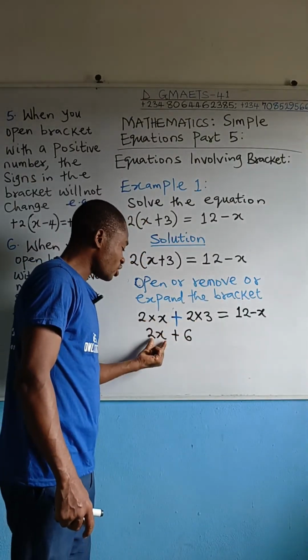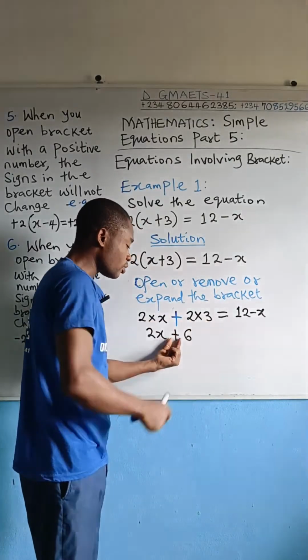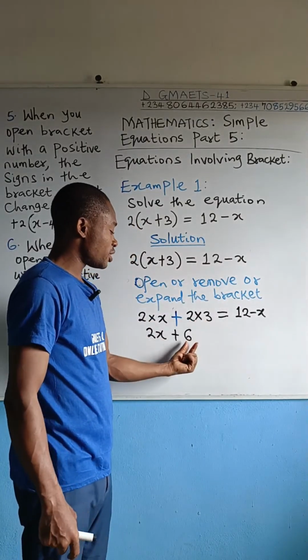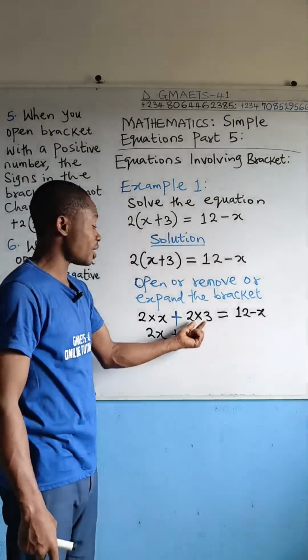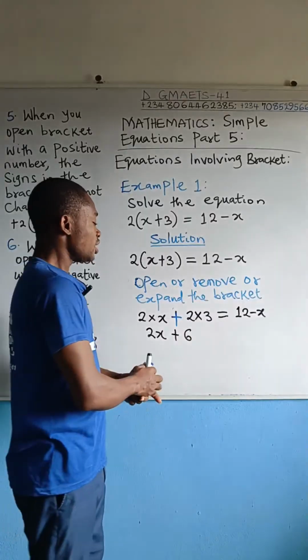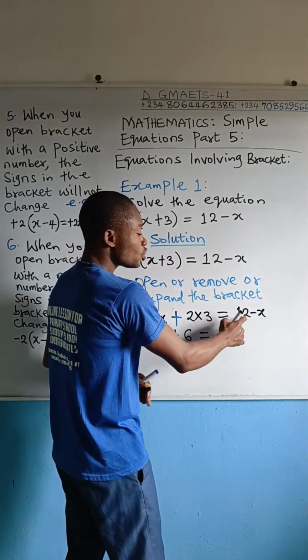So you have 2 times x, you bring it down, 2x. Before you do 2 times 3, you have plus, so bring down the plus. 2 times 3 is 6. You replace this 2 times 3 with 6, because 6 is the answer of 2 times 3. Then after your 2 times 3, you see equal to. Put your equal to 12 minus x.